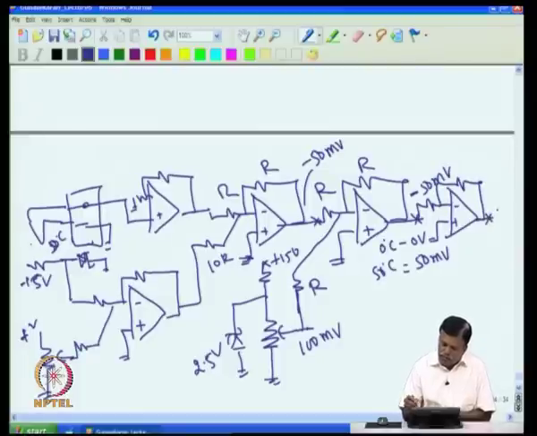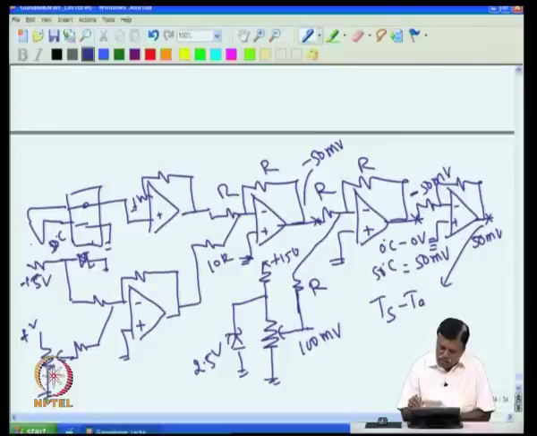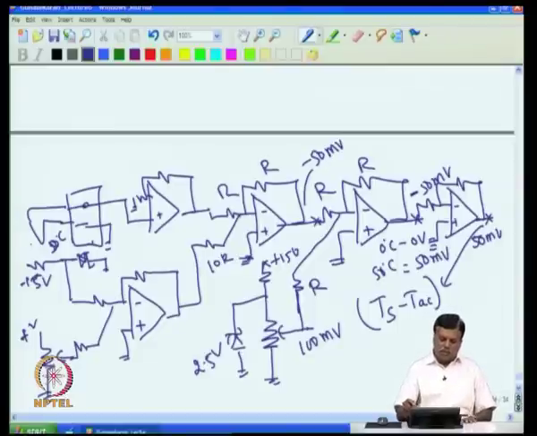So, all that now comes is that if the set temperature is 100 and the actual temperature is 50, then I will get plus 50 millivolt here. So, here you will get an error of 50 millivolt, for example. So, this point gives me the error voltage. So, this voltage is nothing but T set minus T actual. Every 1 degree difference gives you 1 millivolt. If this temperature is higher, output will be high.